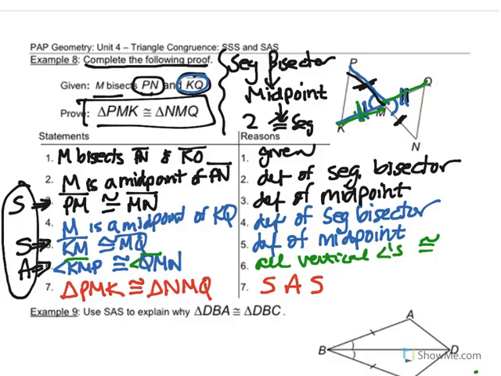When you look at your picture, it's side, angle, side. It is the included angle on our picture. So even though we proved them in a different order, that doesn't matter. We still have the proof that we need because the angle is the included angle. And statement 3, statement 6, statement 5 are the ones that help us out here. Okay? So we're almost done.